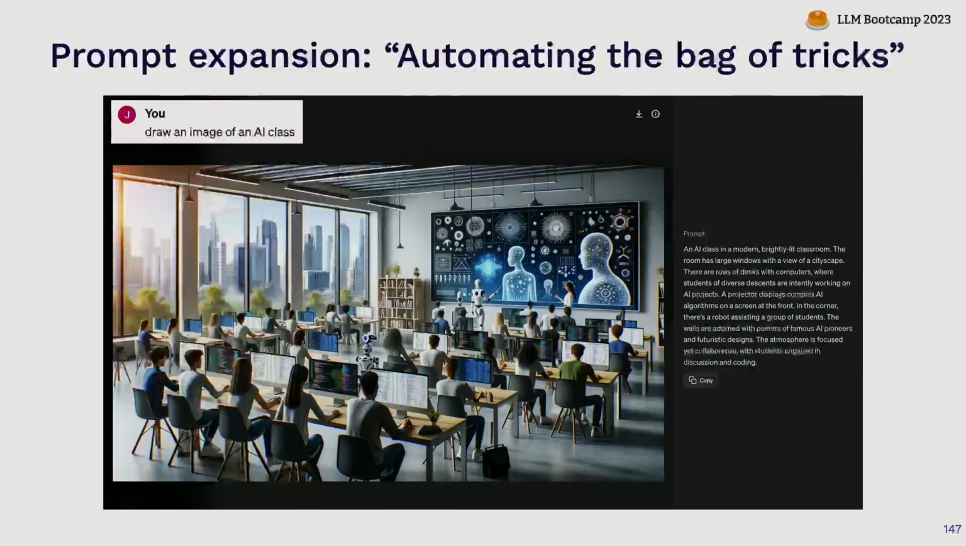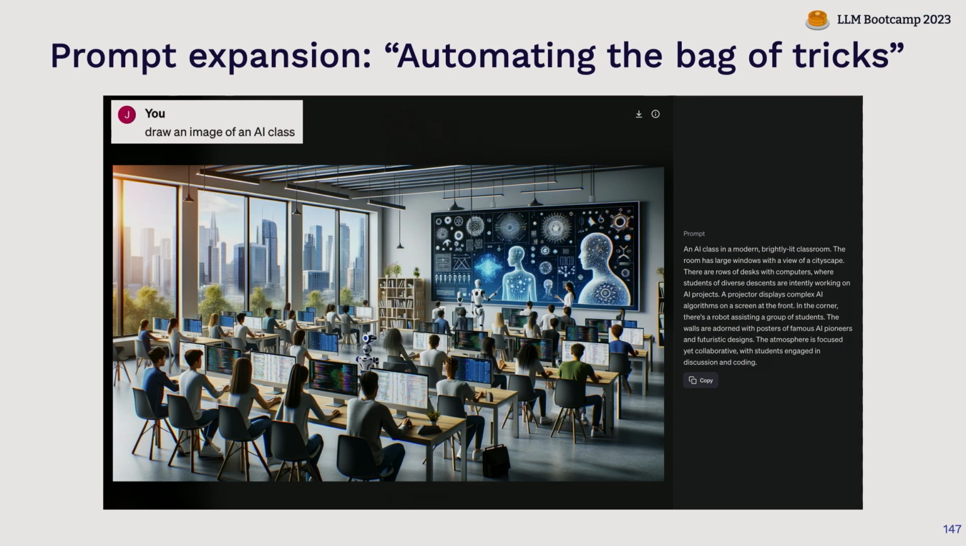Another vision for how this might work is what I would call prompt expansion. If you've ever used ChatGPT with the DALL-E component to generate images, how many of you have? Yeah, a handful. I can write something really simple, like "draw an image of an AI class," and the model produces this beautiful, detailed output.